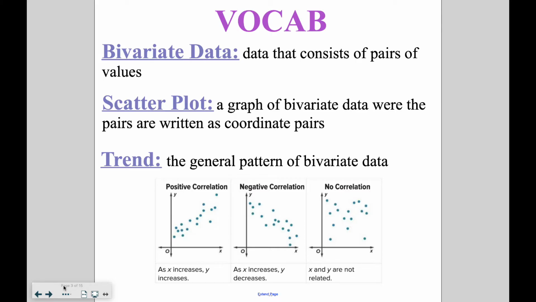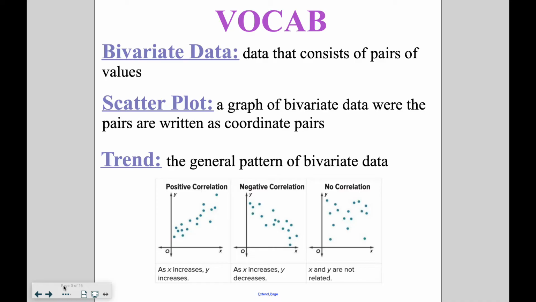Scatter plots are a way to visually illustrate bivariate data. What bivariate data means is that it is two sets of variables coming together. So for example, we could say the amount of oranges in a bag and the weight of the bag. There's two separate categories that we are combining into one chart. The scatter plot is that visual chart that we have. The trend is the general direction that your bivariate data or that your scatter plot is moving in.